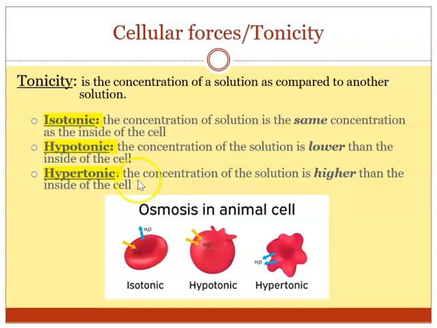Now finally, let's talk about hypertonic. This is where the concentration of the solution is higher than the inside of the cell. So the solution on the outside of the cell has a concentration higher than inside the cell. So the water from inside the cell is going to go out. So our cell is going to shrink or crenate.